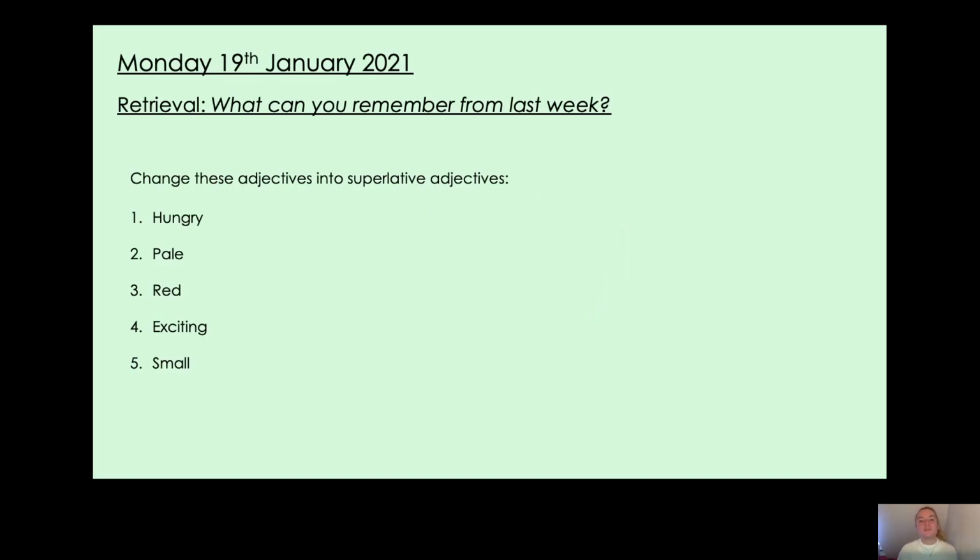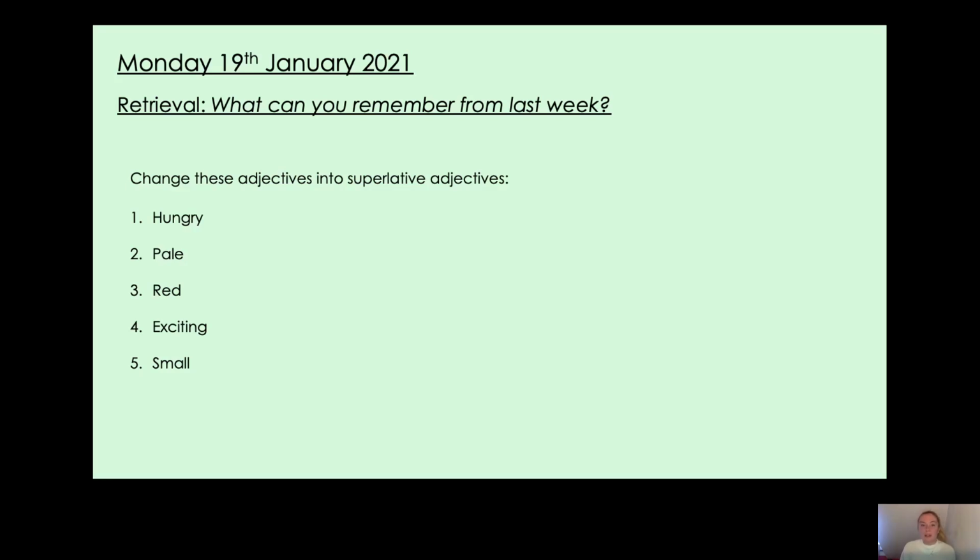Now, last week we learned about the suffix est. Now, can you remember what a suffix is? Yes, that's right. It's when you add a letter or a group of letters to the end of the word and it changes the word slightly and it can change its meaning. So last week we looked at the suffix est and how it could change adjectives into superlative adjectives. Now there are a couple of spelling rules, weren't there, for adding the suffix est, but can you remember them?